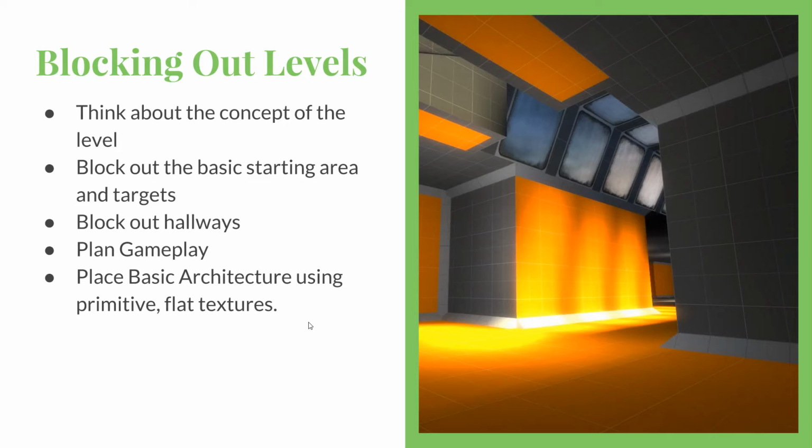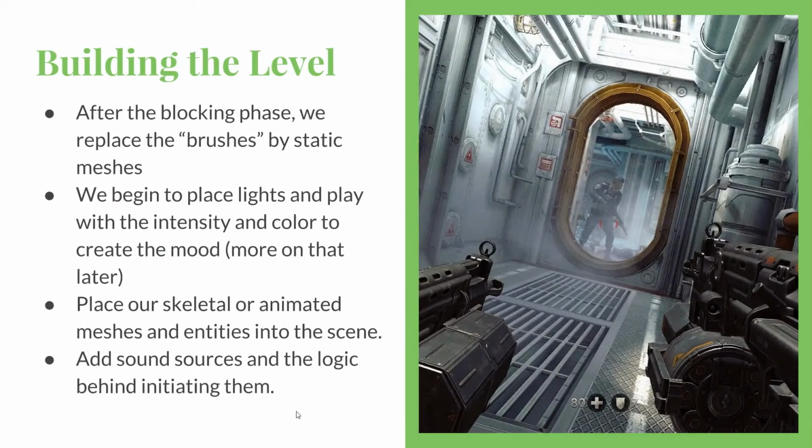Then you plan the gameplay. How are these enemies going to deal with each other, if there are enemies? How is the puzzle going to work? Things like that. After that, you place the very basic architecture using primitives like boxes and things like that. And you place flat textures that basically allow you to see where you're going. You don't need detailed textures for now.